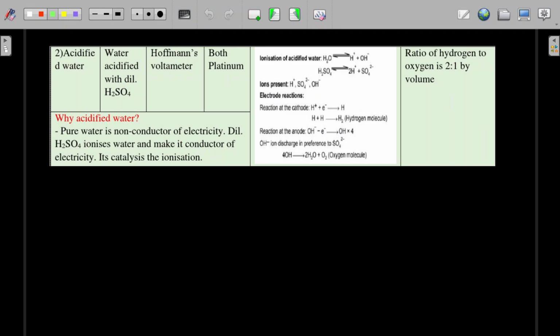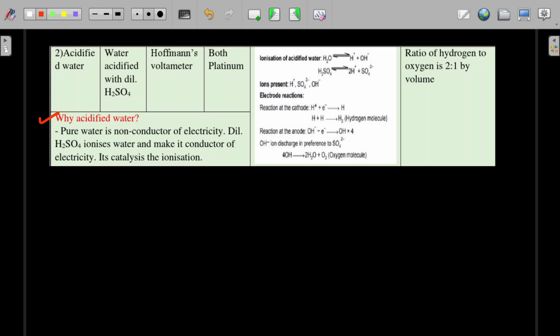Okay, coming to the second example of electrolysis, acidified water. The reason why we use acidified water, we know already. Pure water is a non-conductor of electricity because it has no free ions. To make it a conductor of electricity, what do we do? We add a little bit of sulfuric acid into it. So here sulfuric acid will act as a catalyst. How? It will ionize the water and speed up the reaction. Hence, this reaction is also considered as catalysis.